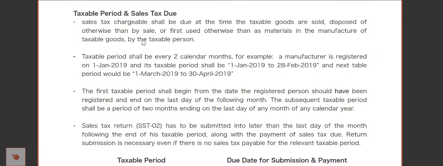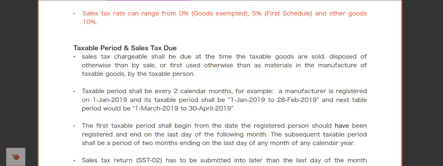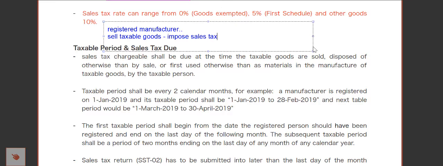Okay, now we're gonna see the next thing. So now we understand that you have to be, let's say, a registered manufacturer. Okay, now when you sell your taxable goods, you need to impose sales tax. We know that, right? And I've told you how to calculate the sales tax. Okay, the next question now is the period. Okay, like when must I account for all these sales tax, and when do I take the sales tax and give it to the custom?